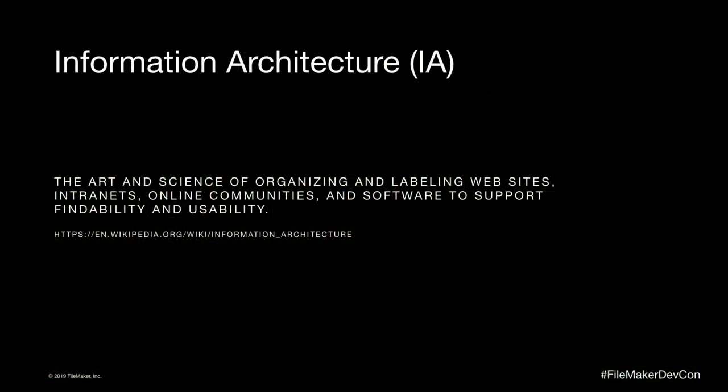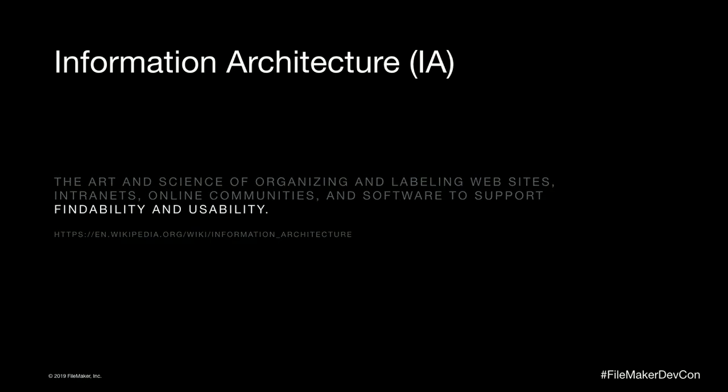For those of you who don't know what information architecture is, I'm going to steal a definition from Wikipedia, one of my favorite definitions. They have a few there. But one is the art and science of organizing and labeling websites, internets, online communities, and software. Obviously, we're mostly software, to support findability and usability. The main words there, findability and usability. We want to architect our information and our solutions so that users can find the information and the tasks they need to do to get their work done.